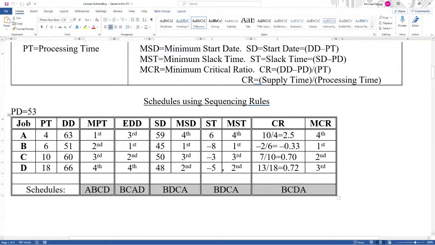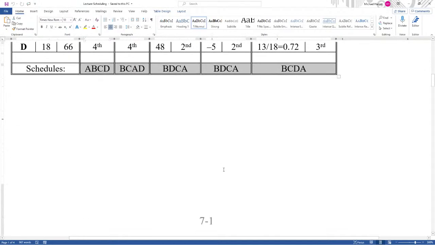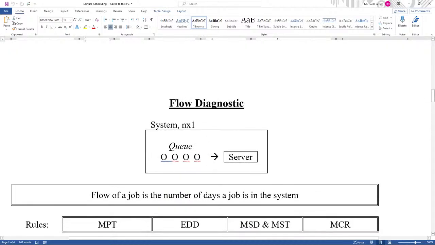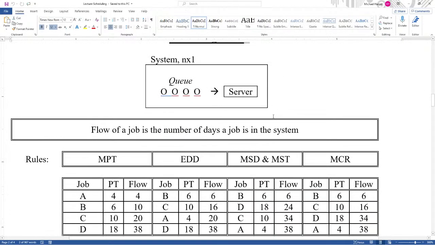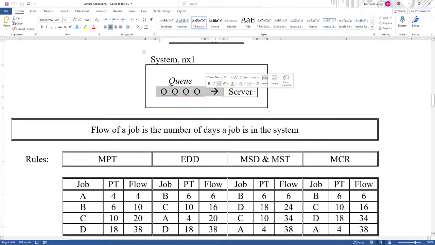Let's analyze them. A very popular metric to analyze them is called the flow diagnostic. The flow of a job is the number of days a job is in the system. The system is made up of a queue and a server. So if a job spends 1 day in the queue and 2 days in the server, the flow is 3. The flow time is how long it spends in the system, so it's how long it spends in the queue plus how long it spends in the server. You add those two together.